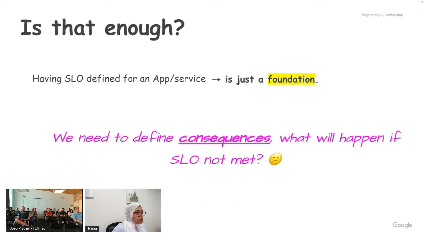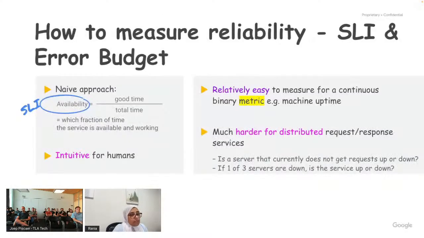So what do we need beyond that? We need consequences. What will happen if we don't meet the SLO or the SLA? What are the consequences there? That's why we need something called an error budget, or error rate as well.